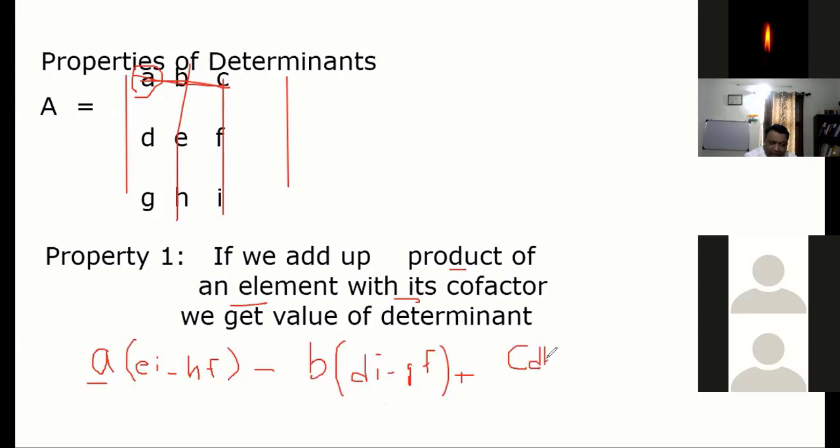Agree? What does the property say? Property says if we add the product of the corresponding element with its cofactor, you get the value of the determinant. And that is what the actual definition is also of how to get the value. Correct? Very simple one.